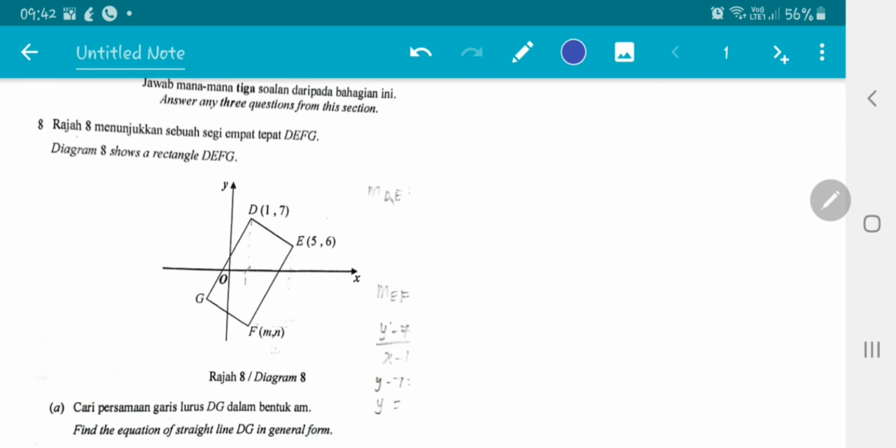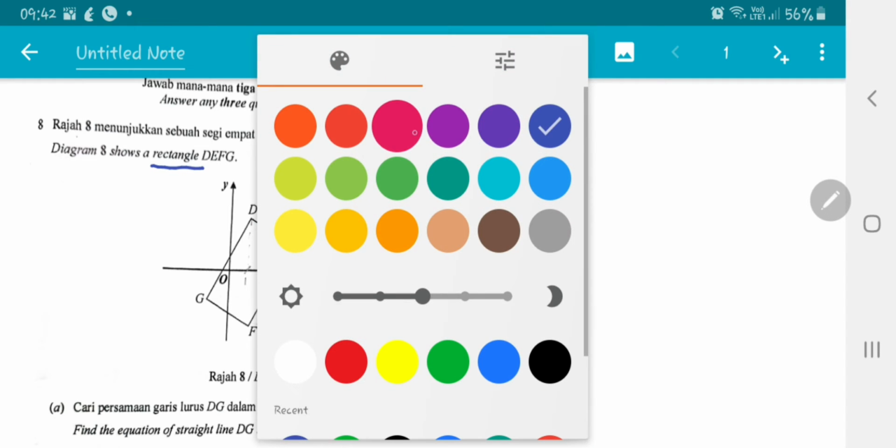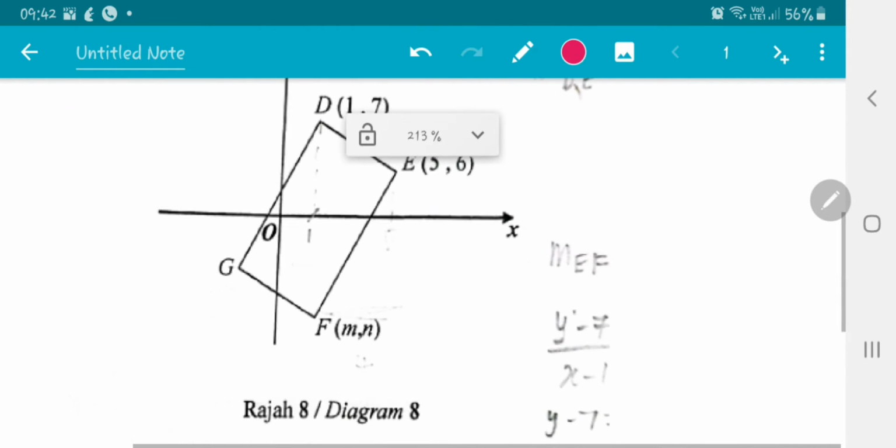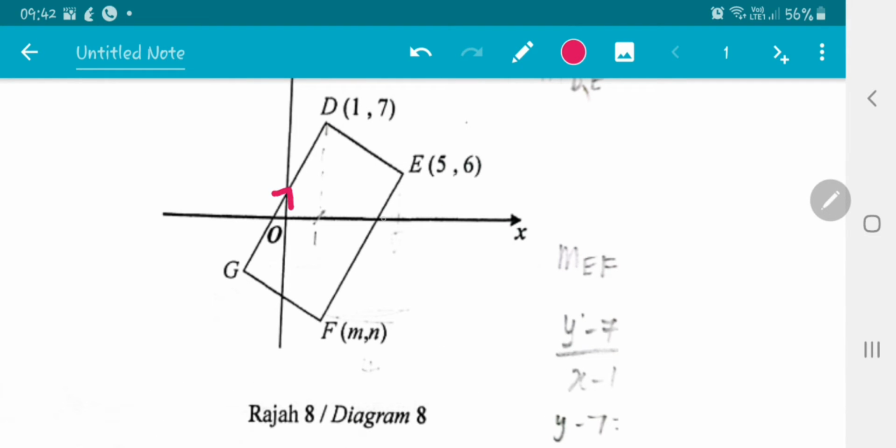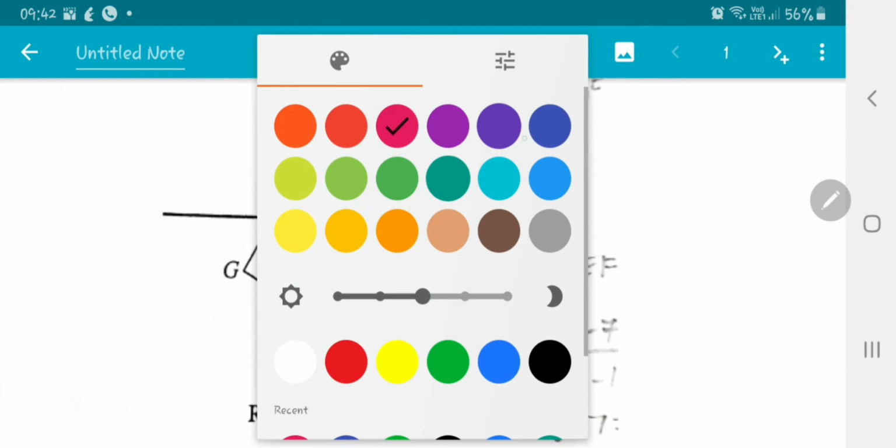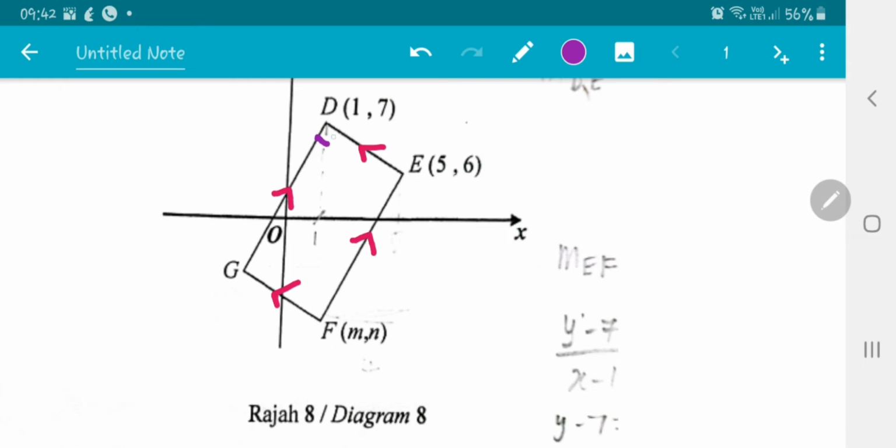Okay, next is Terengganu, paper 2, question number 8. Diagram 8 shows a rectangle. Once again, bila you jumpa perkataan rectangle, you kena faham, okay, this line parallel, this line parallel. That is the first one. And then the next one, this one 90, here 90, here 90, here 90. So once you have 90 degrees, meaning that you need to use the concept of perpendicular line. So this question will test you on parallel lines and perpendicular lines.